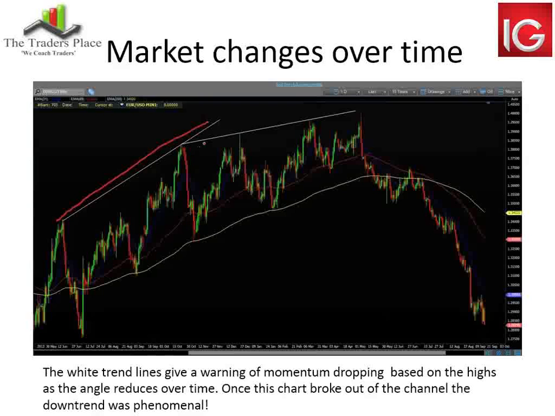Once that warning came through, we had the two trend lines telling me that this trend is coming off, or the momentum is reducing. It's not necessarily that the trend is going to change.